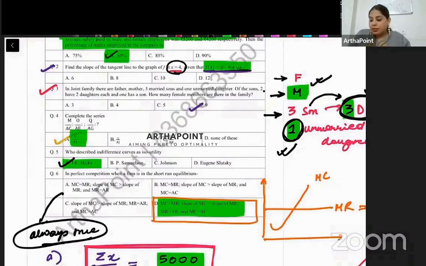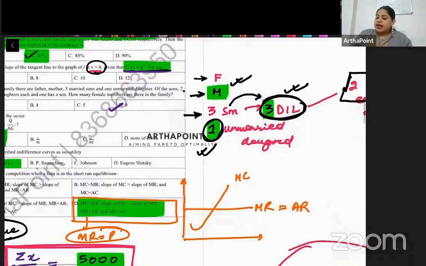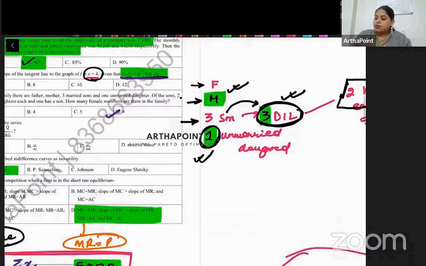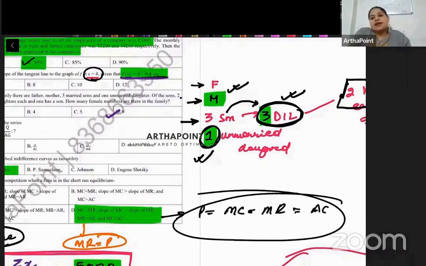MC is equal to MR, slope of MC greater than slope of MR, MR is equal to AR, which is always true actually, that they are equal, and MC and AC are also equal. So ultimately from here, I know beta that P is equal to MC is equal to MR is equal to AC. This is getting satisfied at this point.